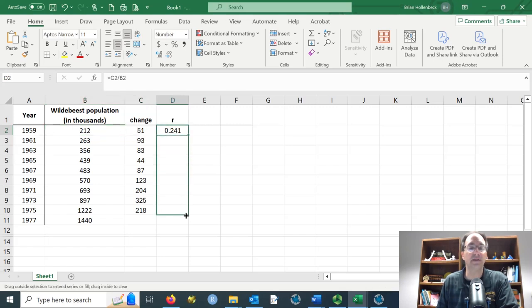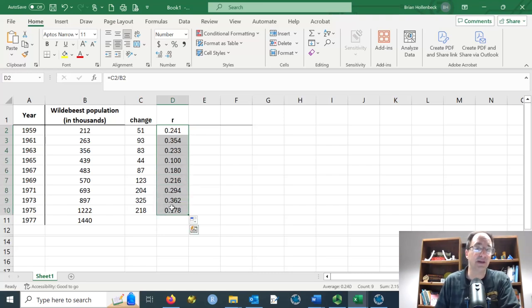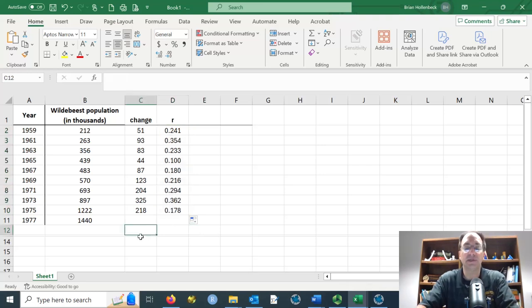And as we drag this down to get the other values, the good news is that they are all relatively close to each other, and they kind of bounce around. Some are smaller and some are bigger, but there's no obvious trend to these numbers. The bad news is they're not all the same. If they were all exactly the same, we would have a perfect model and we would be done. But since they're not, let's go ahead and pick the average and see what that does for an R value.